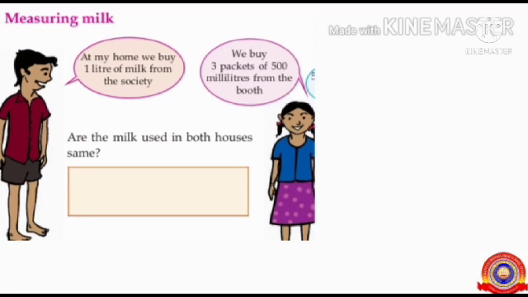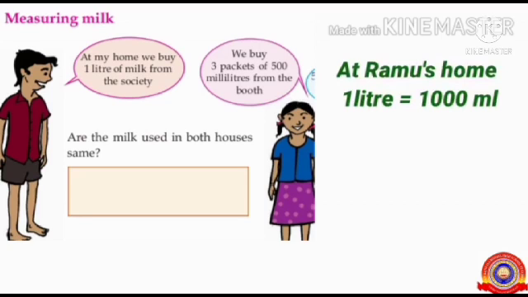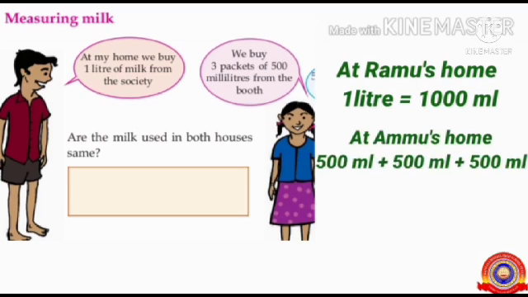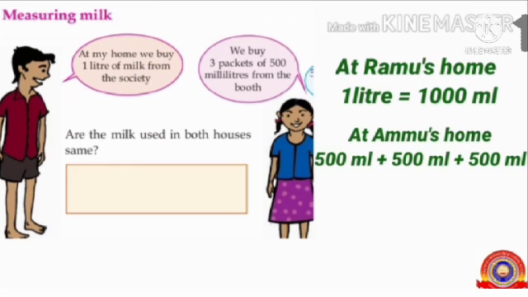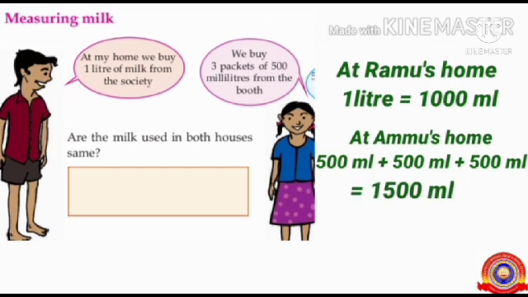At Ramu's home they buy 1 liter of milk. That is 1 liter equals 1000 milliliters. At Ammu's home they buy 3 packets of 500 milliliters of milk. 3 packets of 500 milliliters equals 500 milliliters plus 500 milliliters plus 500 milliliters, which is equal to 1500 milliliters.